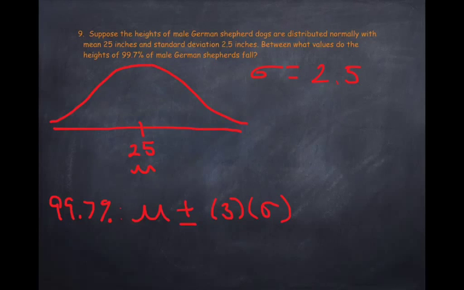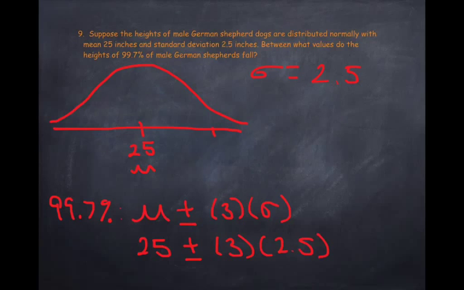And so you want to find 2 values to find that range. And so what you're going to have is the mean of 25 plus and minus 3 times 2.5. And so what you're going to have is 25 minus 3 times 2.5. And then you're going to have 25 plus 3 times 2.5. And so why don't you pause and do that right now?